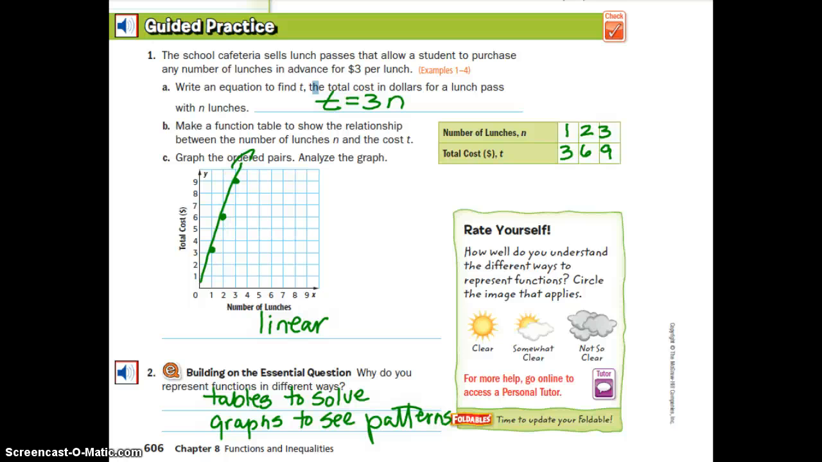So in number 2, why do you represent functions in different ways? Well, you use tables to solve, but you use graphs to see the pattern. We use graphs all the time to interpret and analyze our data.